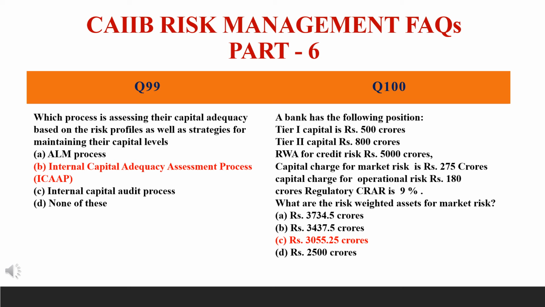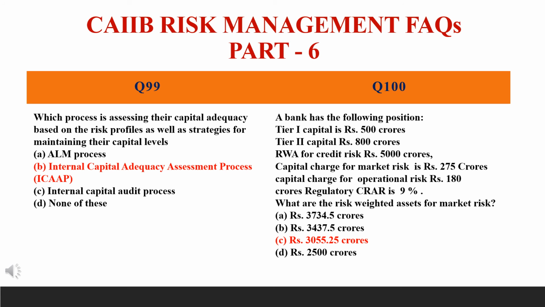Now we will see this next question. This is also a practical question. Listen carefully, understand. A bank has the following position: Tier 1 capital 500 crores, Tier 2 800 crores, risk-weighted assets for credit risk 5,000 crores, capital charge for market risk 275 crores, capital charge for operational risk 180 crores, regulatory CRAR is 9%. For India it is 9%; it will differ from country to country.